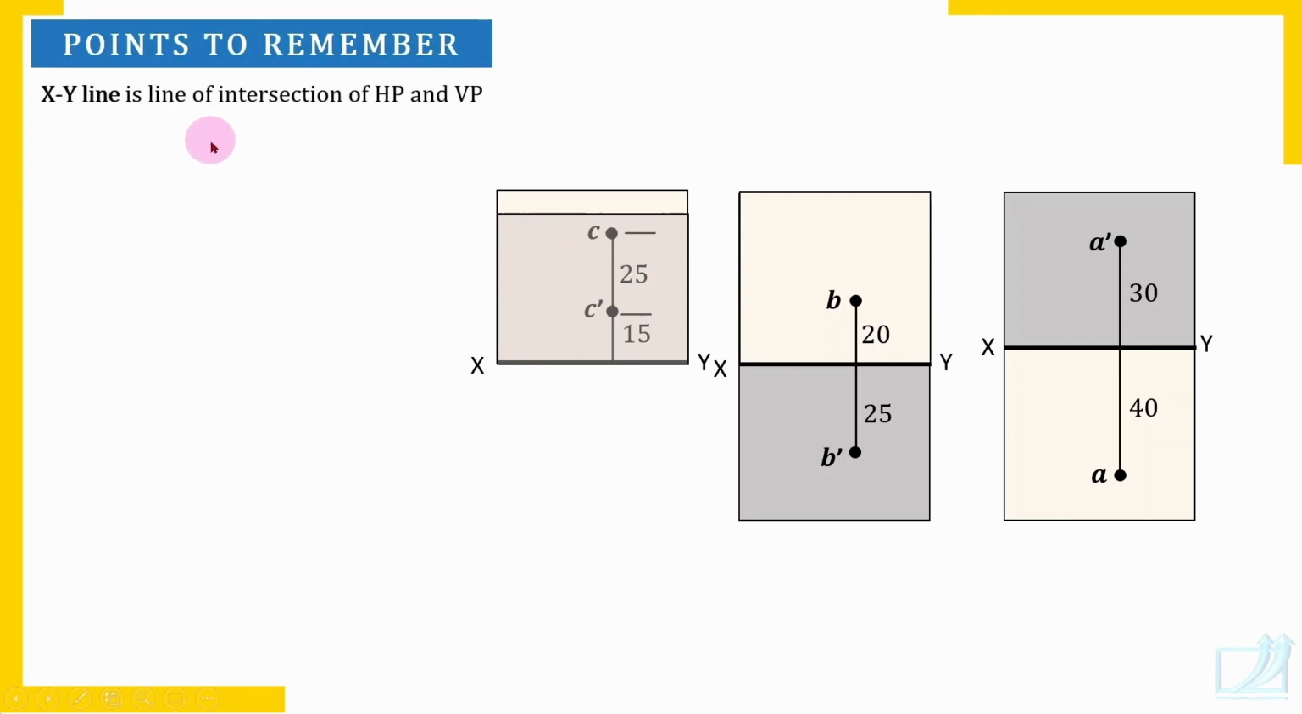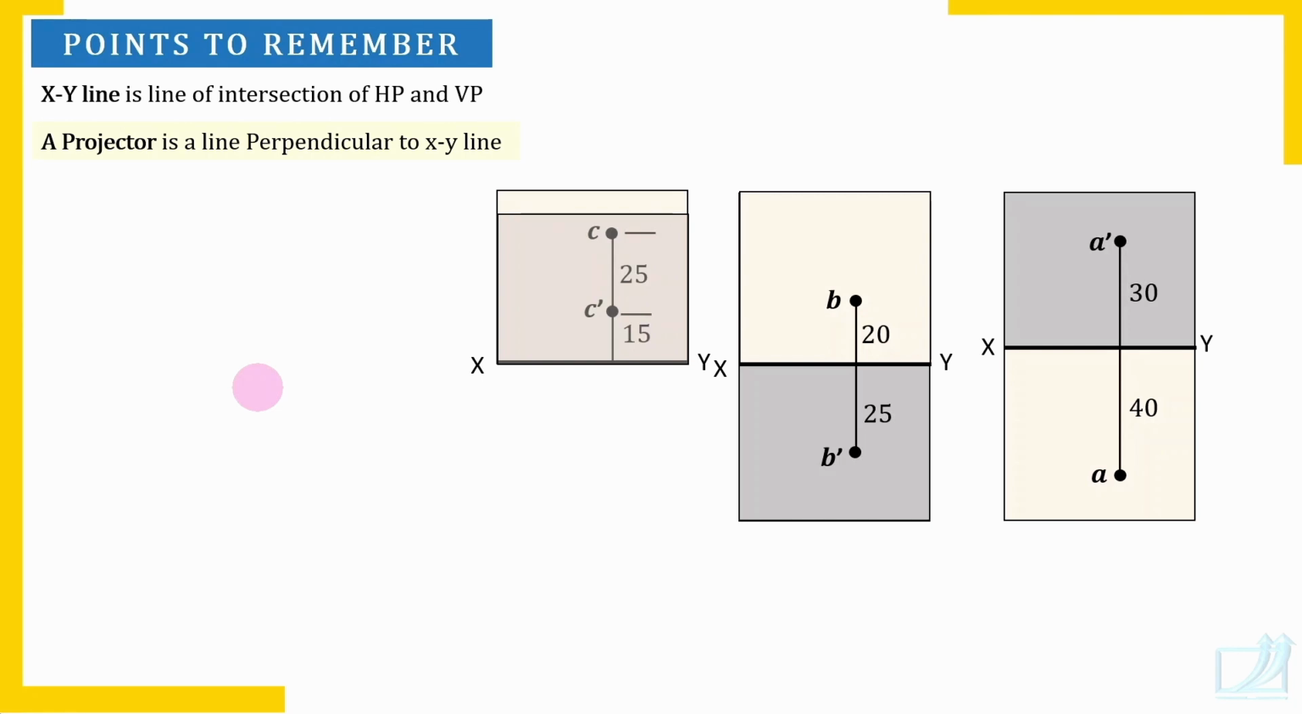XY line is the line of intersection of HP and VP. So XY line, and it's always very important to label XY line. A projector is a line perpendicular to XY line. Now if there is a horizontal line on a drawing paper labeled as XY line, how many lines perpendicular to XY line will you be able to draw? So of course infinite. So there can be infinite projectors on drawing paper.